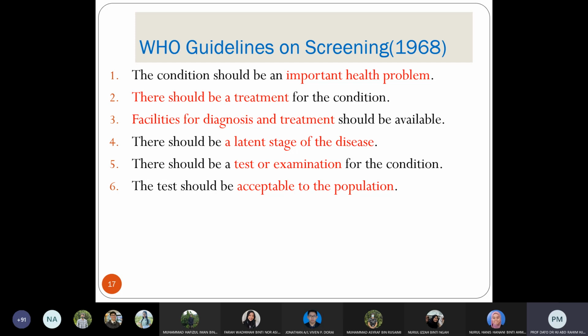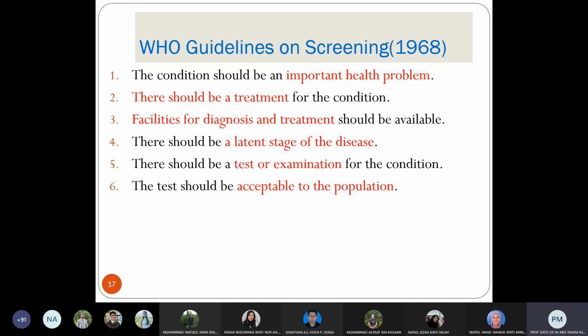But it is important because we know that the situation is very grave. If we don't check, we don't identify, it will be spreading like wildfire. So even though there's no treatment, we have to continue doing the tests. Facilities for diagnosis and treatment should be available. So once you get a positive case, positive for hypertension or diabetes, next there is a diagnosis and then going for treatment. There should be a latent stage of the disease.